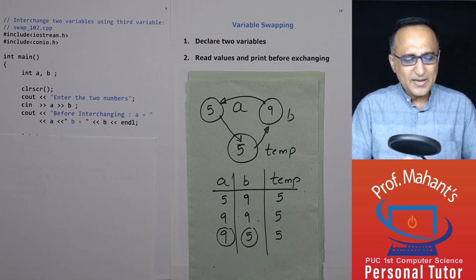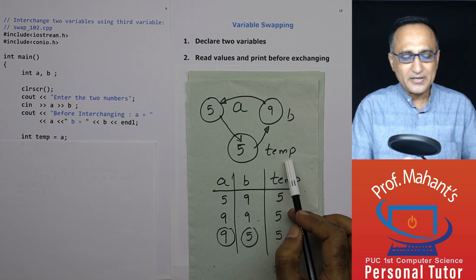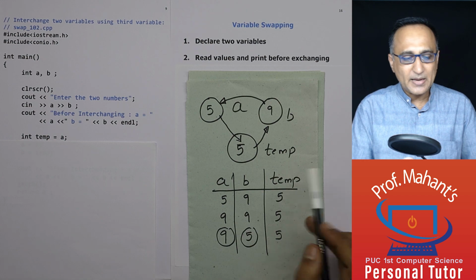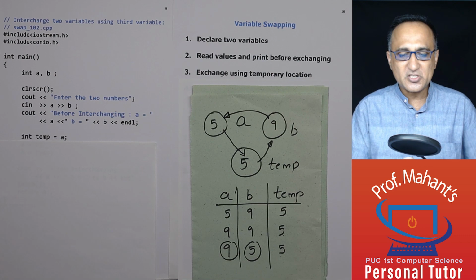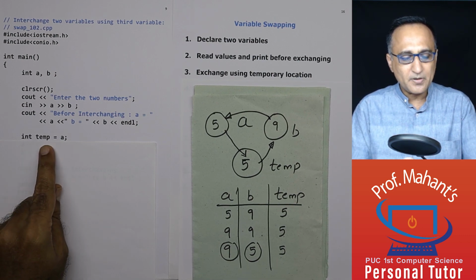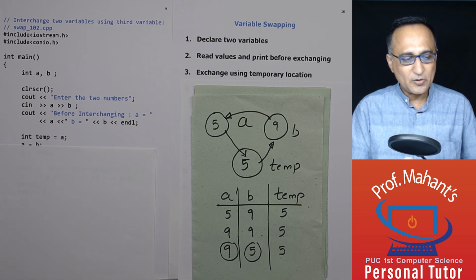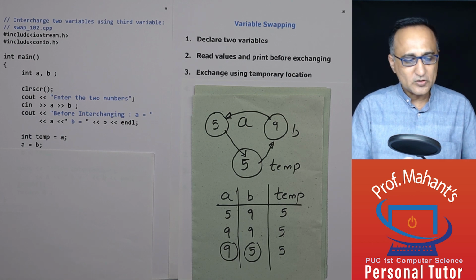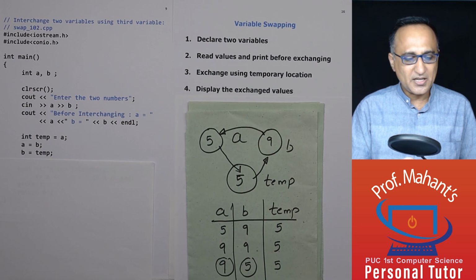Once I print them, I need to declare a variable of the type int called temp, and at the same time I'm initializing it to A. So just take a look at what I'm doing here. Exchange the values using a temporary location. I'm creating a variable called temp of the type int, giving it the value of A. Next step, I'm giving A the value of B. And lastly, I need to copy from temp the value of A into B. So I'm saying B is assigned the value temp. So this way the exchange takes place.